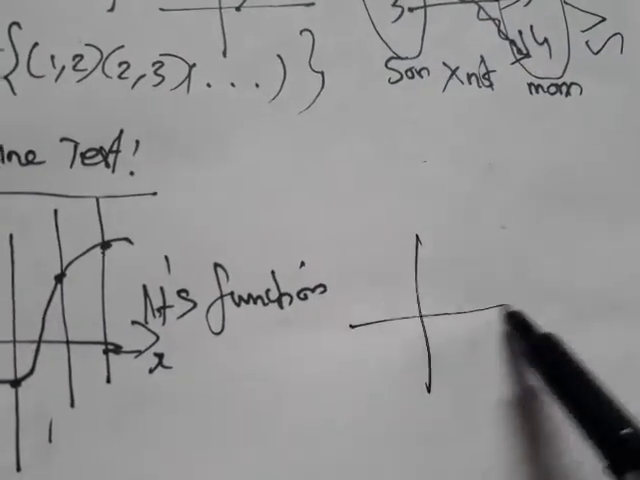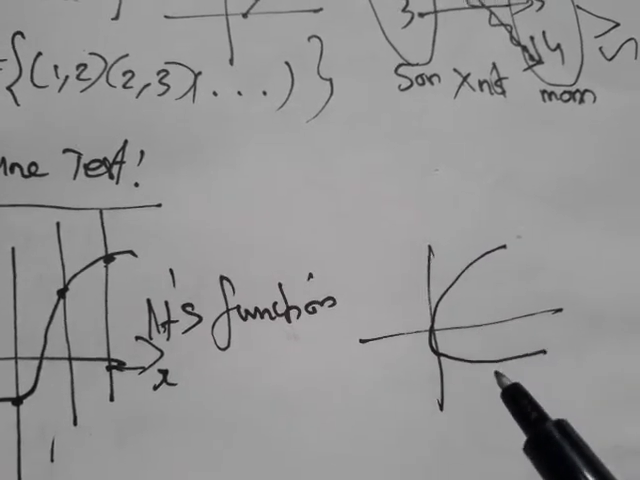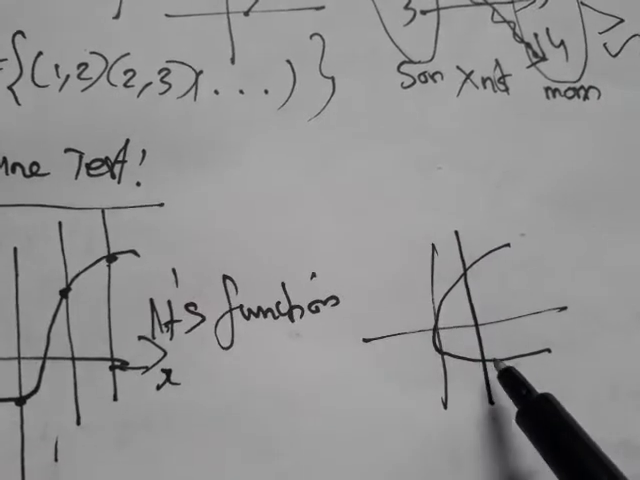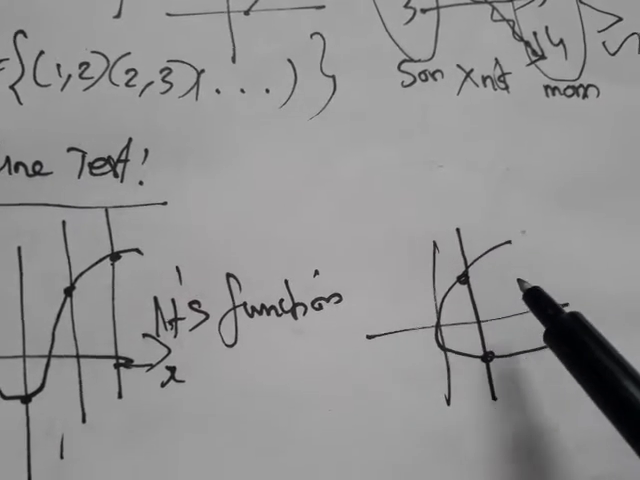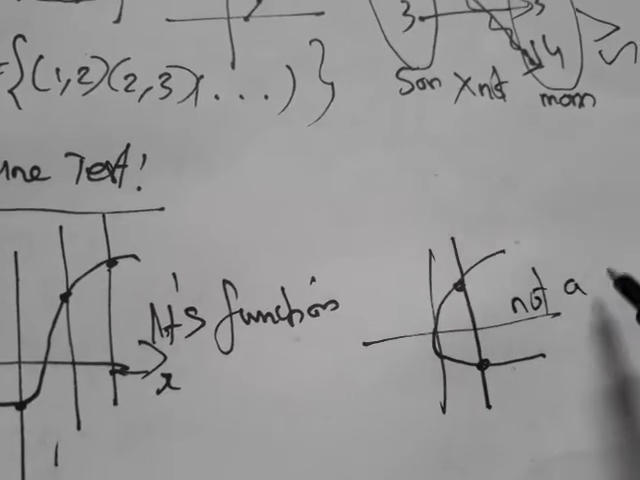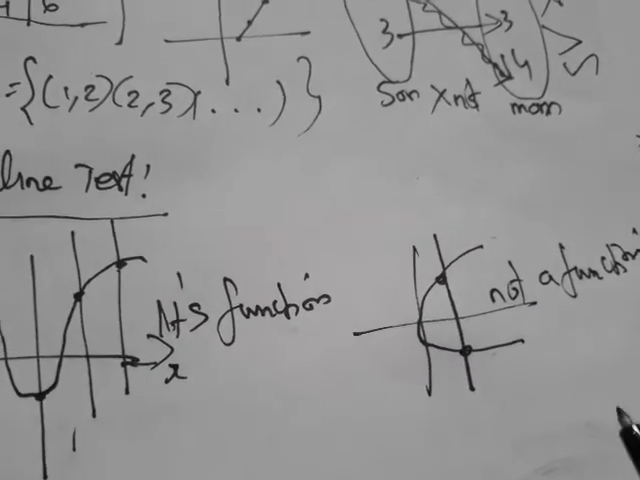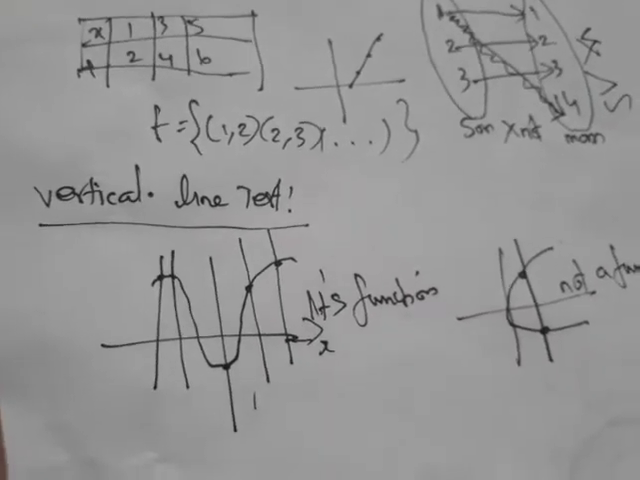For example, I am going to draw another curve. This is a famous parabolic curve. Whether it is a function or not, while I am drawing a vertical line, it will intersect the curve at two points, so then we say it is not a function. So a parabolic curve is not a function. This type of testing is called a vertical line test.